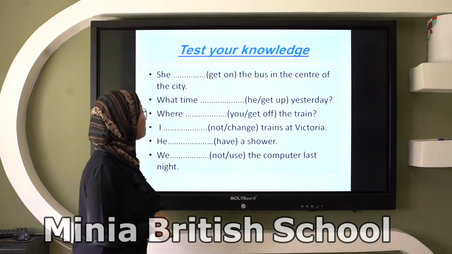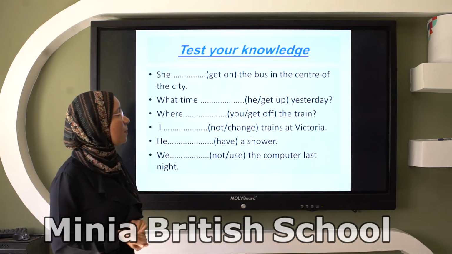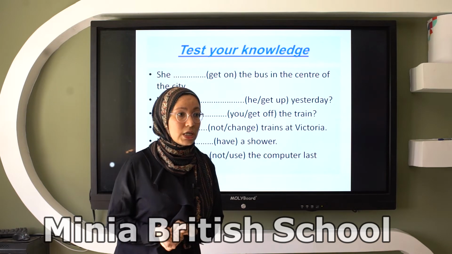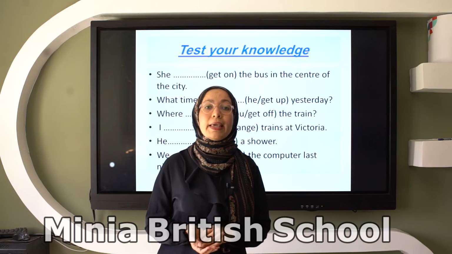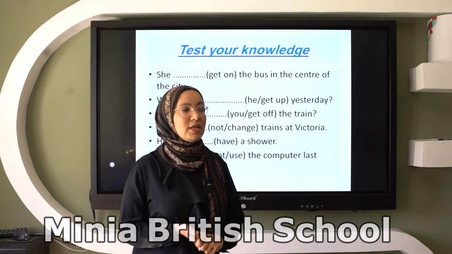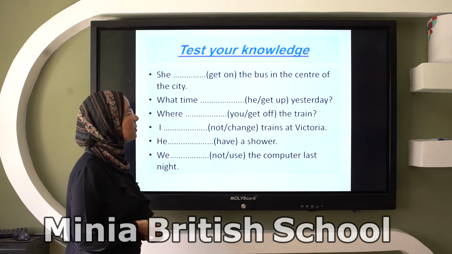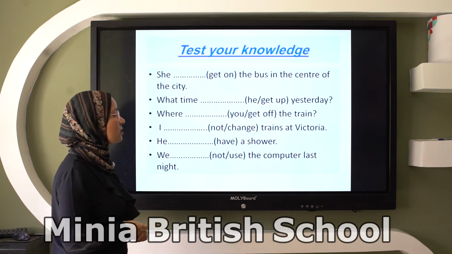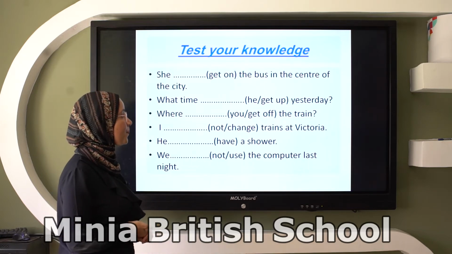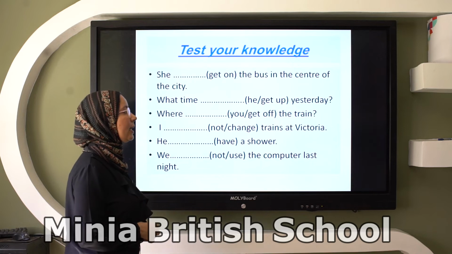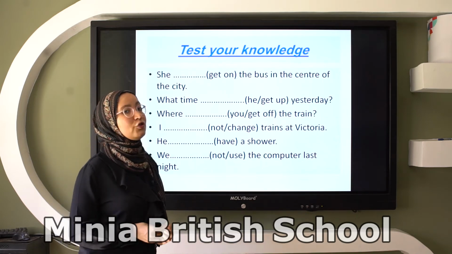Okay, she get on the bus in the center of the city. The past of get on, get, by the way, is not a regular verb, so you have to memorize the form of get in the past simple. So she got, G-O-T, so she got on the bus in the center of the city. What time did he get up yesterday? Where did you get off the train?